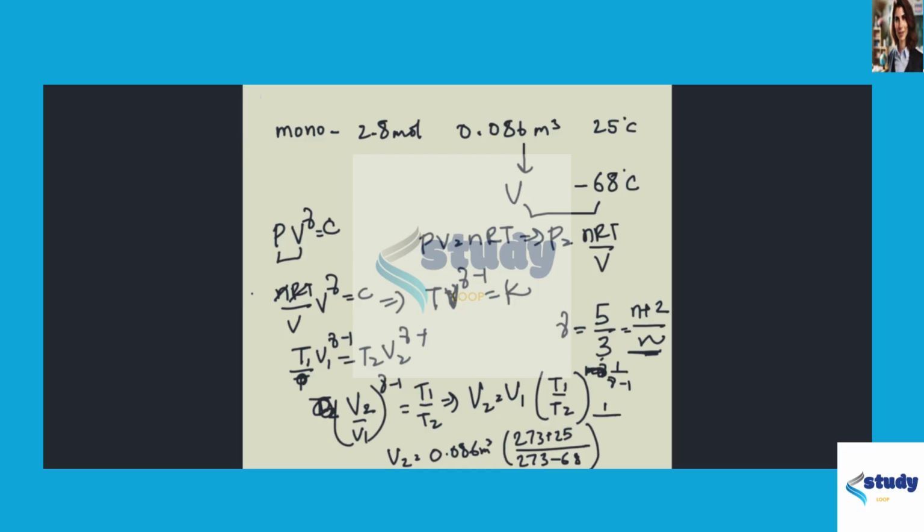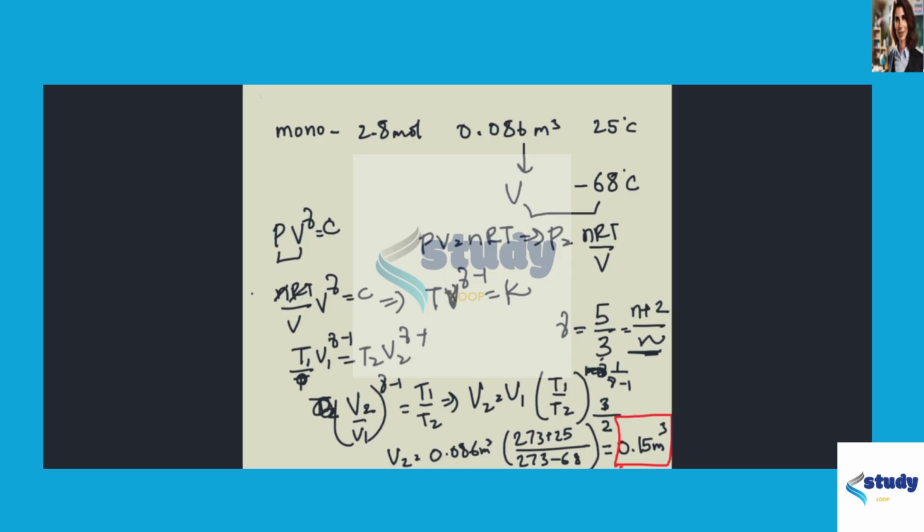So that's 1 by gamma minus 1, which is 2 by 3. So that 1 by 2 by 3 is simply 3 by 2. This, when you substitute into a calculator, turns out to be 0.15 meter cubed.